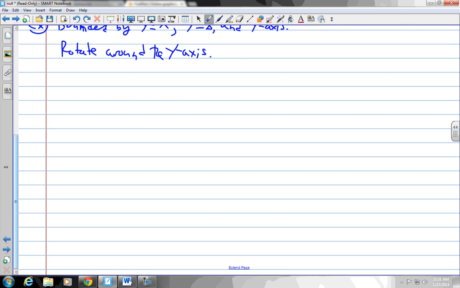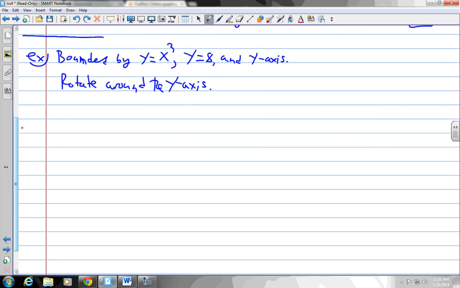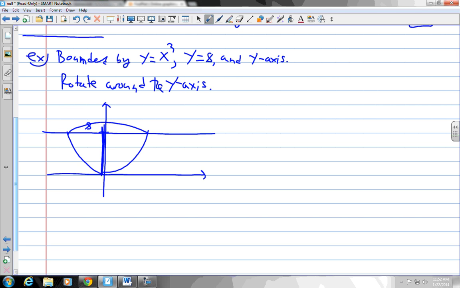So, graph, just a quick sketch. You have a line y equals 8, so it's this. You have the y-axis, so it's that. And then the x cubed, so it's that. Right? So that's the region. And we'll rotate it around the y-axis, so you get a bowl like that. Right? Just rotate it that way.